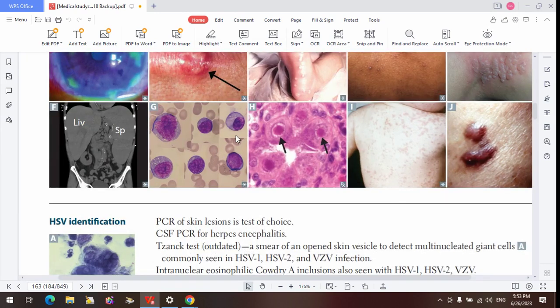So this is it. They are trying to show us the normal and the abnormal one. Yeah. So I think these ones by the side.